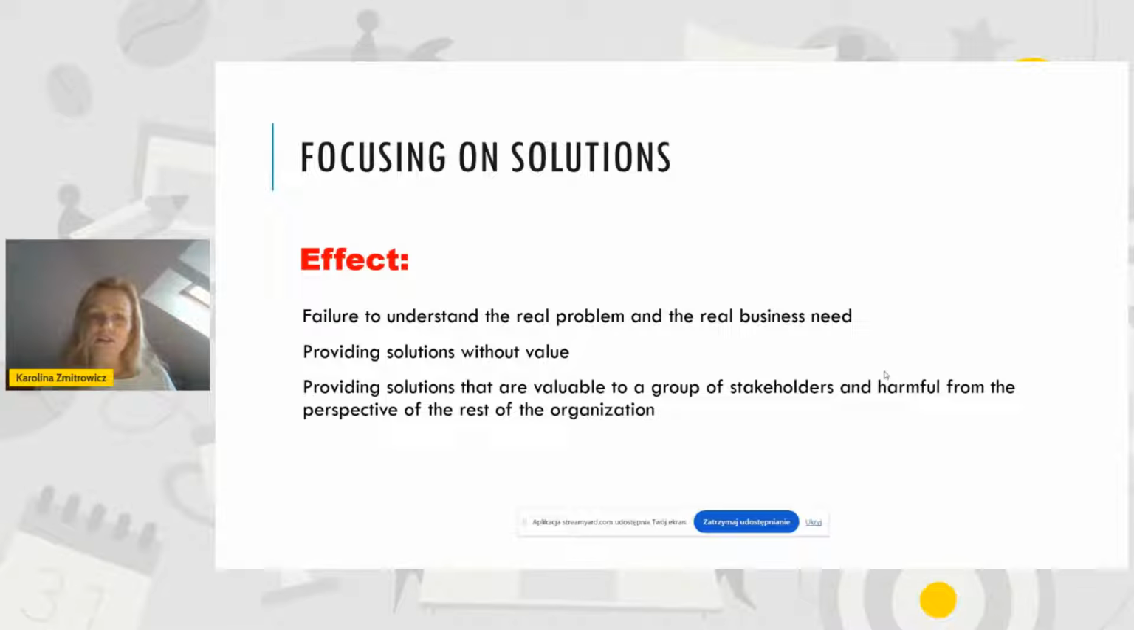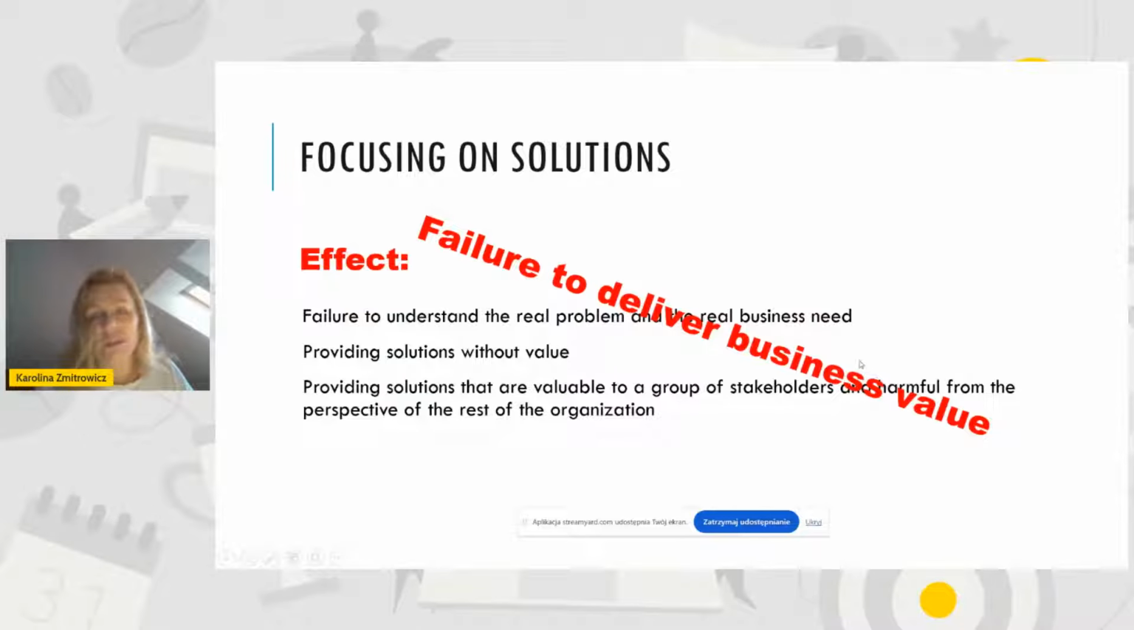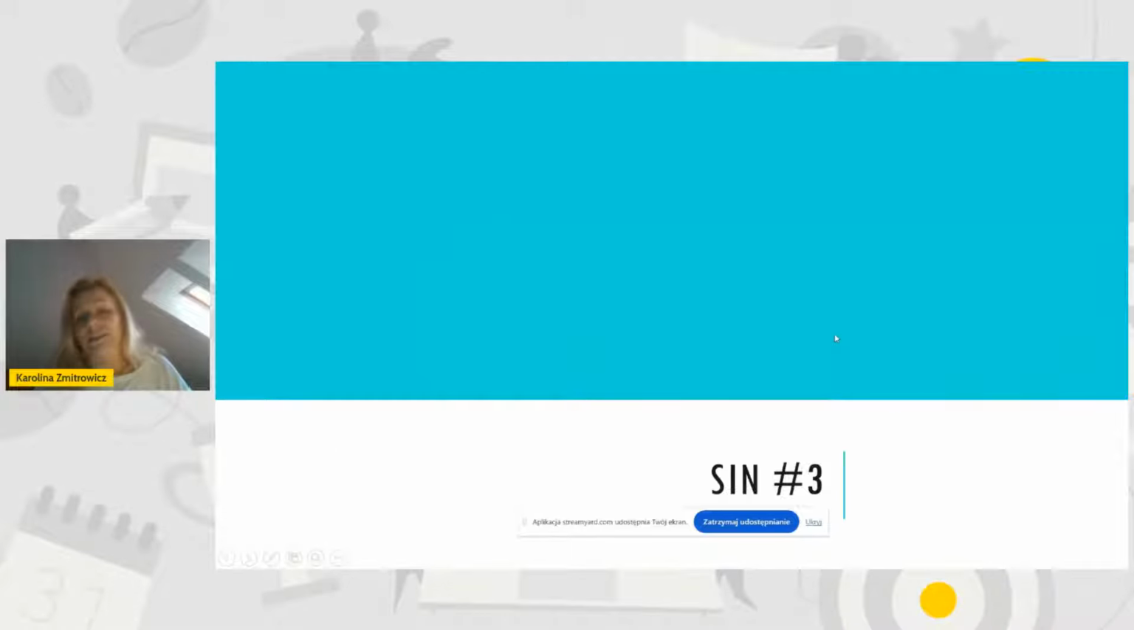Instead of trying to understand the real business problem, defining the business need, you already started thinking about solutions. The end effect, again, we will not deliver business value. We will deliver a solution that is not solving the problem. And another sin, sin number 3.